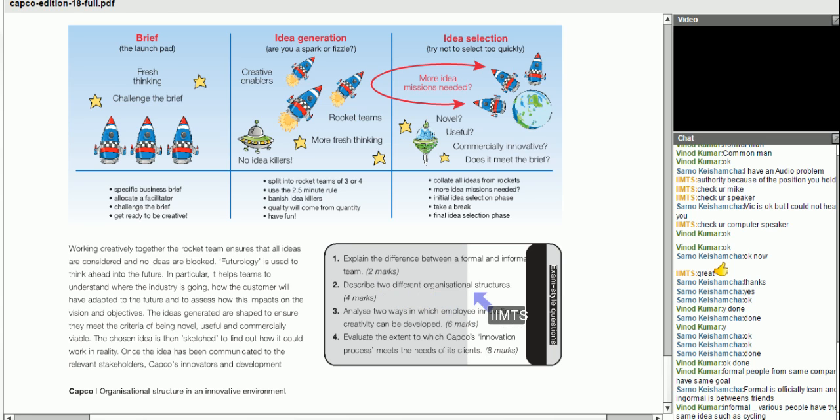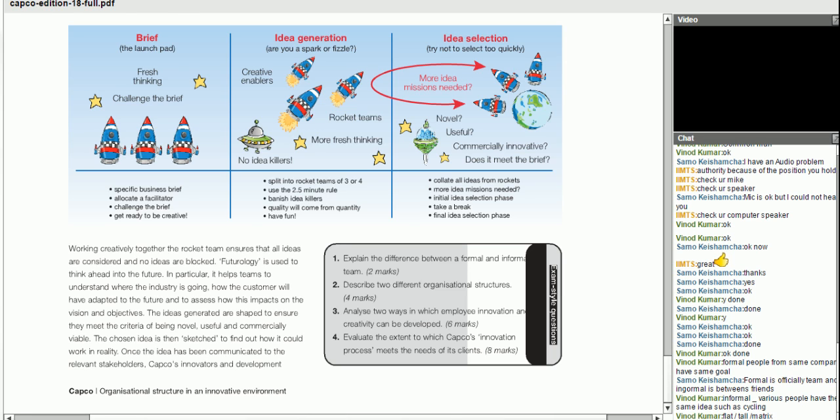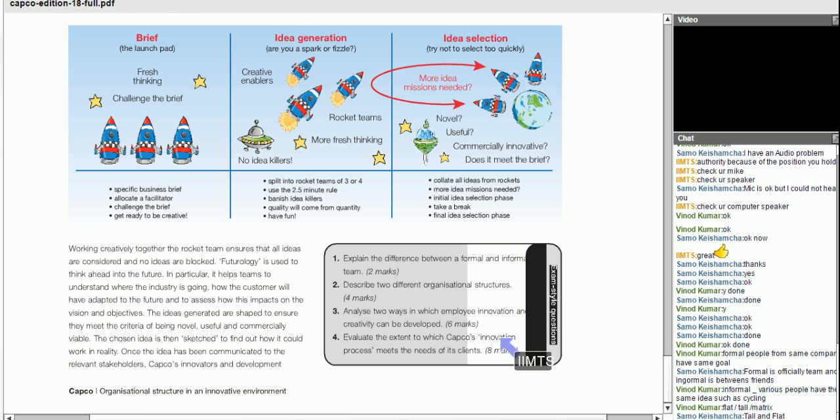Now describe two different organization structures. You can just name two. You can name any two. Tall and flat. Okay.